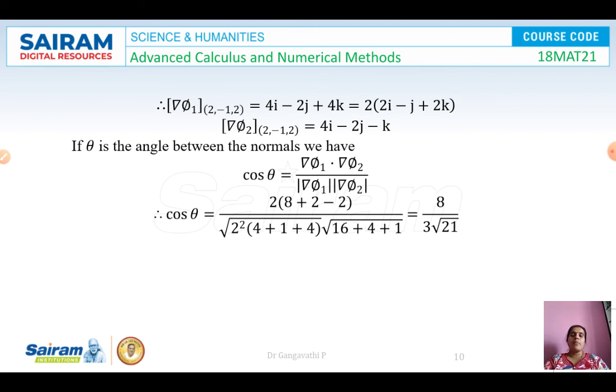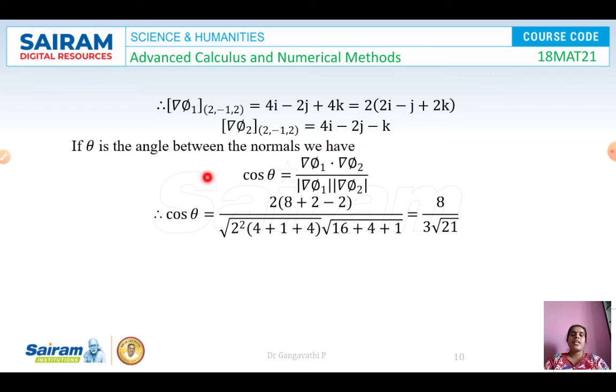At the same time, you can observe the given problem. There is a point given where we need to evaluate the vector normals. So let us consider the point 2, minus 1 and 2. So grad phi at this means x is equal to 2, y is equal to minus 1 and z is equal to 2. On substituting those values in our grad phi 1 expansion, we get 4i minus 2j plus 4k cap. And grad phi 2 at the same point is 4i minus 2j minus k cap.